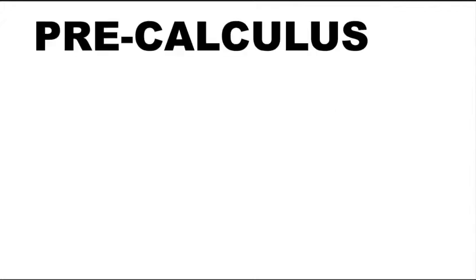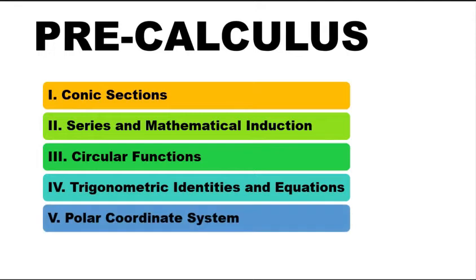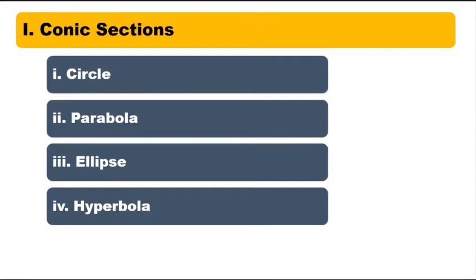Moving on, the pre-calculus subject has 5 main topics. First is the conic sections, secondly is the series and mathematical induction, third is circular functions, fourth is trigonometric identities and equations, and lastly will be the polar coordinate system. But today, we will just focus ourselves on the first main topic, which is all about the conic sections.